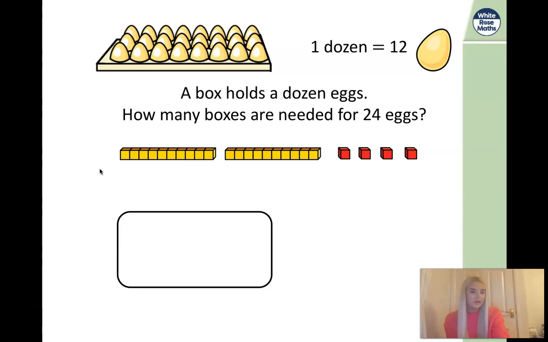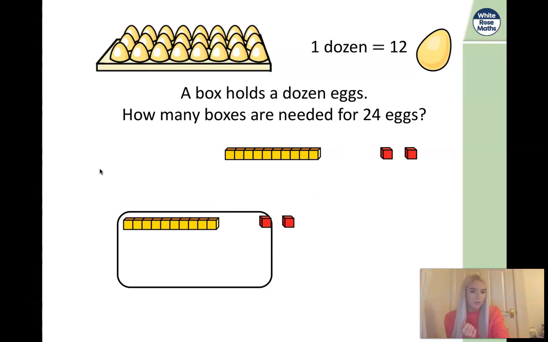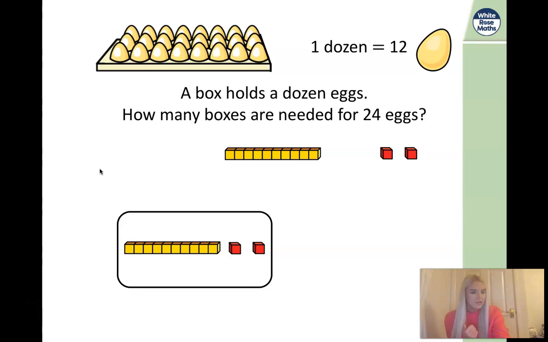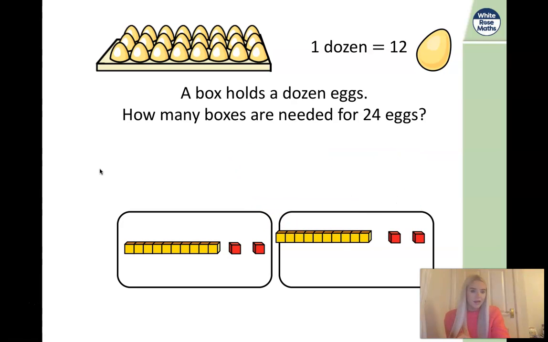So we're going to put our first box all together because we know a box holds a dozen, and a dozen means 12. So we're going to put 12 in one box. We know we still need a few more boxes. We've still got a few eggs left over. So we're going to have another box and see if we need any more. We're going to pop those in there. We're out of eggs now. So we've put all our eggs in boxes.